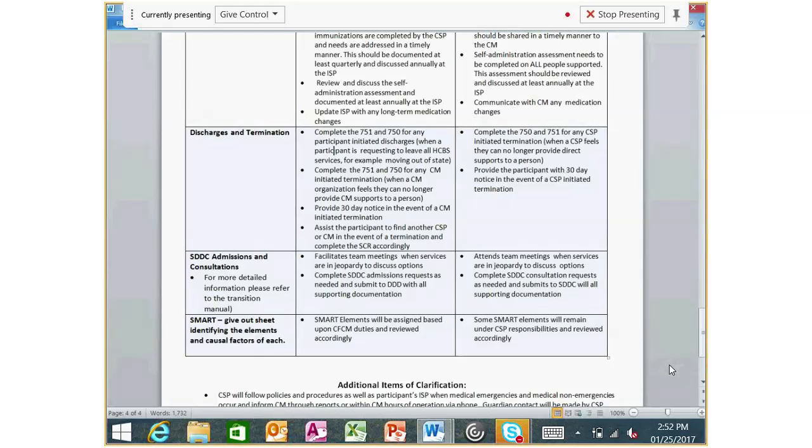Yeah, so just to reiterate, if someone is completely leaving all HCBS services, it's the case manager who's going to submit the discharge paperwork. We do not need discharge paperwork from both the case manager and the CSP.